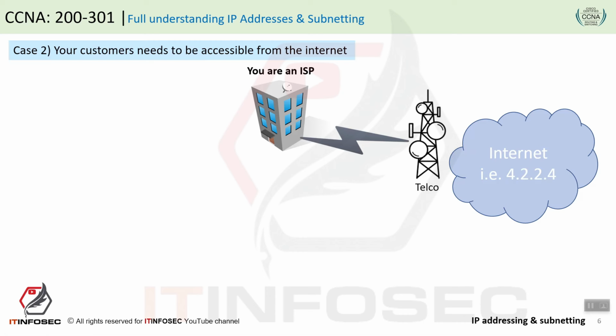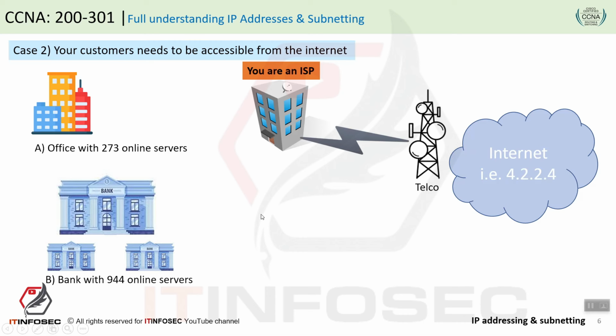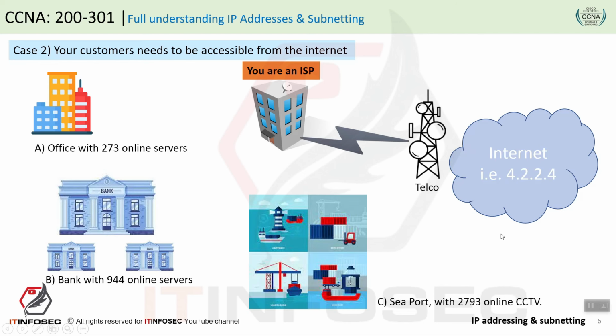The second case is when your customers need to be accessible from the internet. Let's look at this diagram. This is my ISP, internet service provider, connected to the telcos' routers, and after that to the internet. We have three customers. Customer one is an office with 273 online servers. The second customer is a bank with 944 online servers. And the third is a seaport with 2,793 online CCTVs for monitoring around the port.